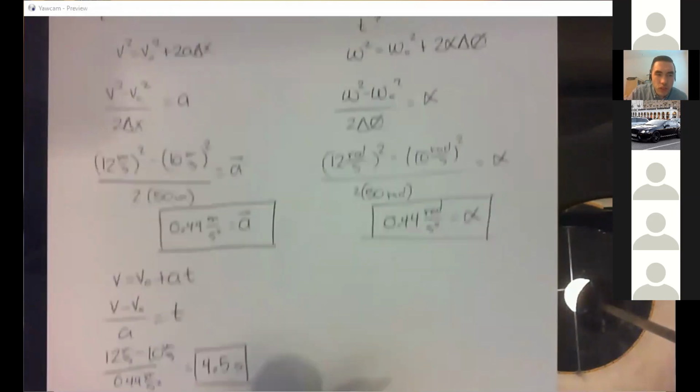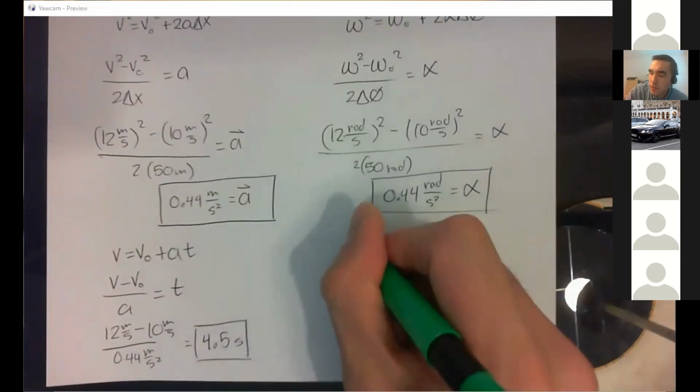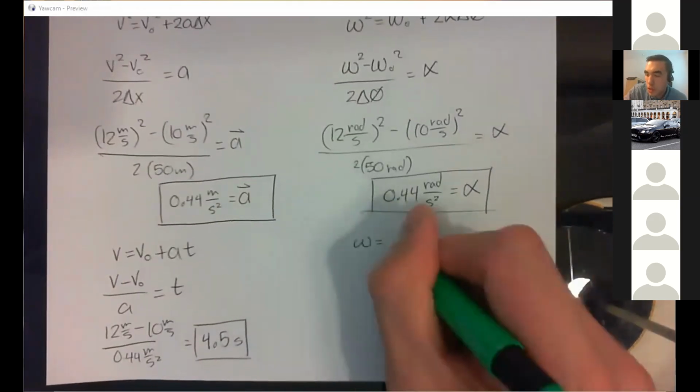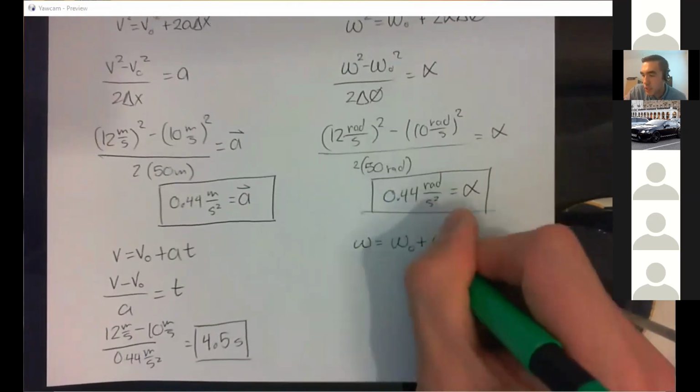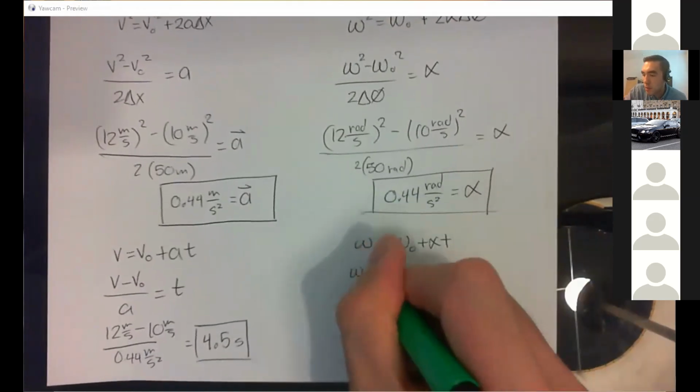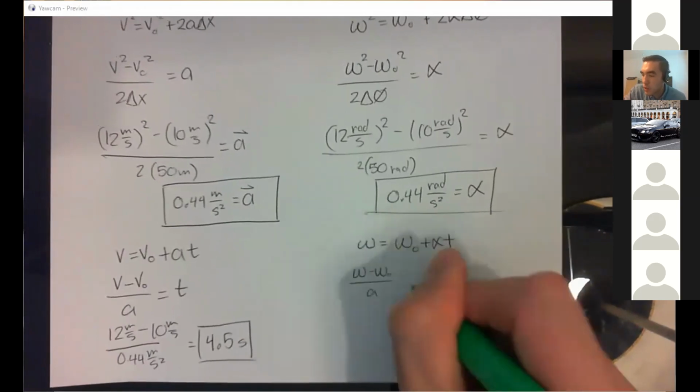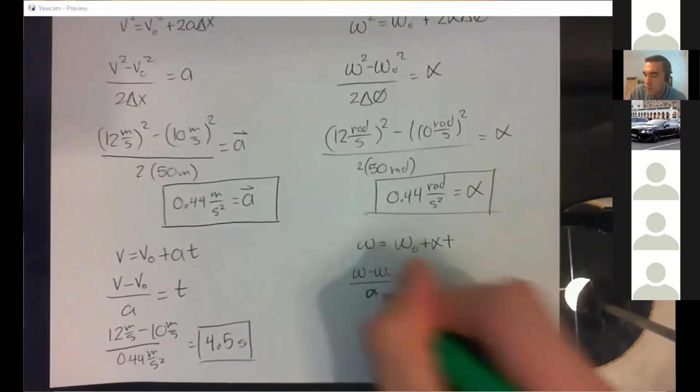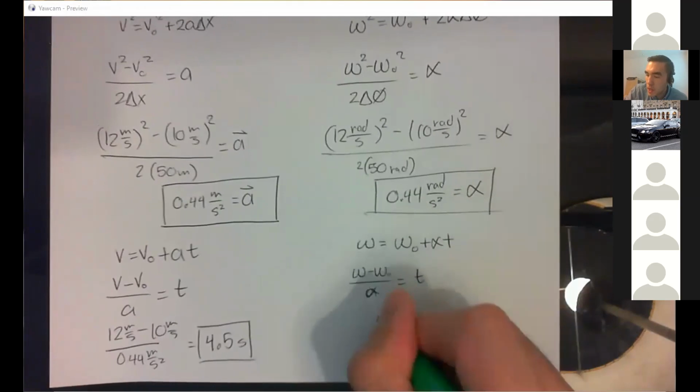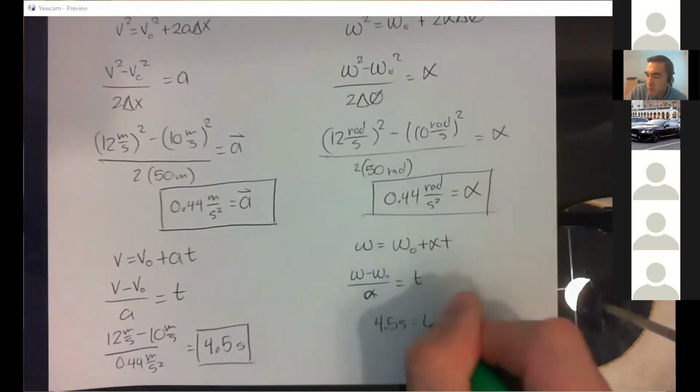And that means solving for the time is also exactly the same. The only difference is the set of letters that we use. Omega is equal to omega naught plus alpha t. Omega minus omega naught divided by alpha is equal to t. And again, this t will end up being 4.5 seconds.